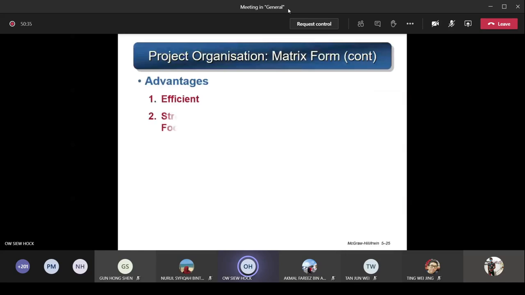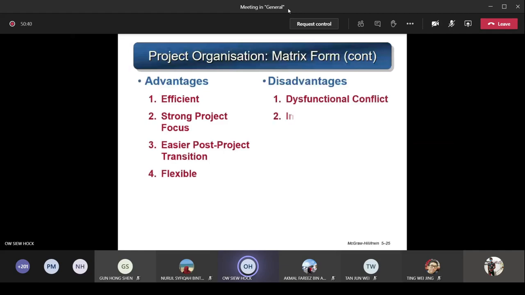These are the advantages and disadvantages of the organization in the matrix form. The advantage is efficiency, because you make use of the person doing both the functional work and the project. You cut your cost. You have a strong project focus: if you are dominated by the project, you focus on this project. There is an easier post-project transition because the person stays in the same department and is not transferred out. It is also flexible, so you can choose anyone who is suitable and can do the task.